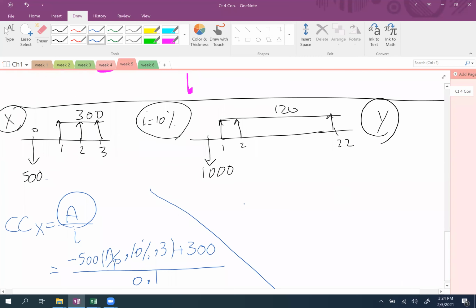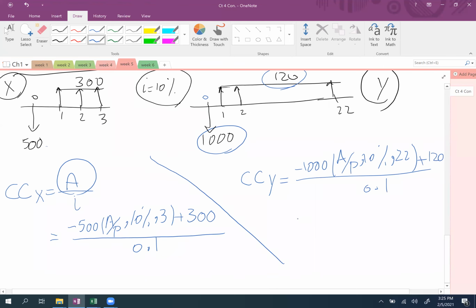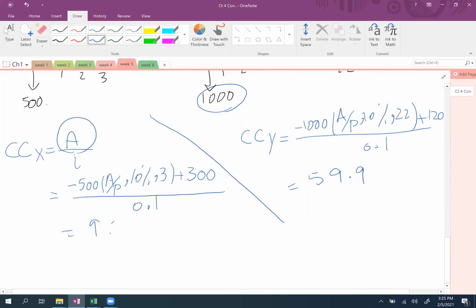And then for these projects, the capitalized cost of Y is equal to, again, I have a single cash flow at time equal to 0. I need to transform it to A. For the period of 22 years, A given P, 10% and 22, plus I already have this A, equal amounts over years, divided by i, which is 10%. So if you just plug in the values, if I have done the calculation correctly, this one will be this, and the other one will be 89.45. You can confirm these answers at home.